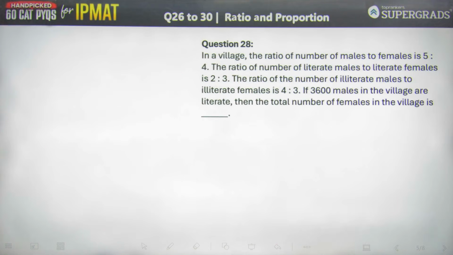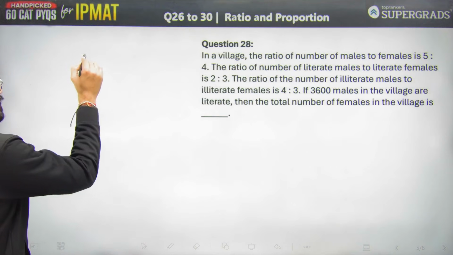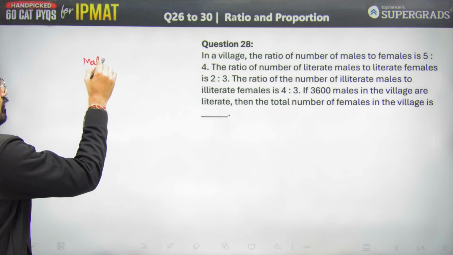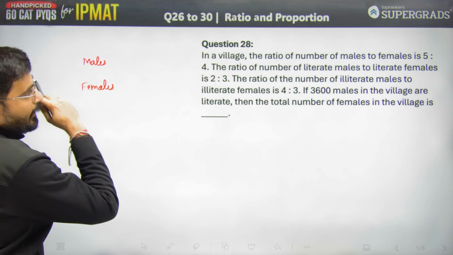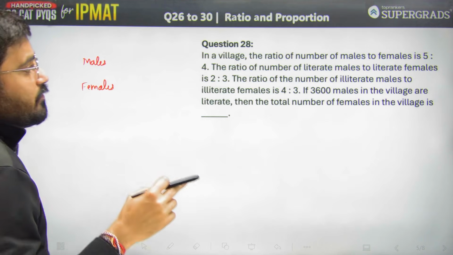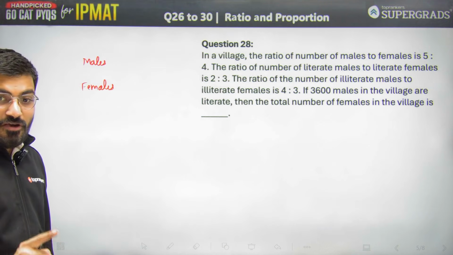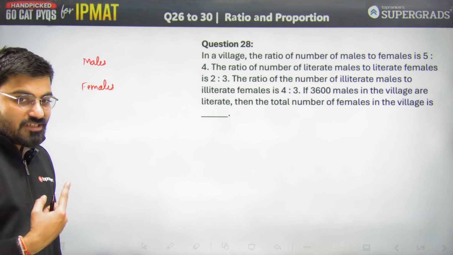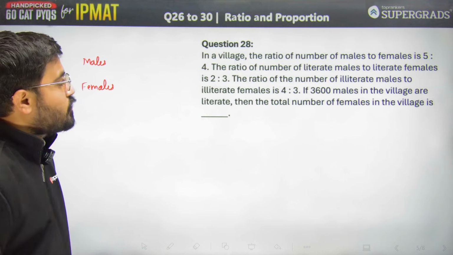In a village, the ratio of the number of males to the females is 5 is to 4. So let's write that there are males, there are females, and the ratio of the number of literate males to, pause the video here. Yes, pause it here. अभी तुम लोगों ने cheating नहीं की है, तो please pause it here, try it yourself and then come to the solution.